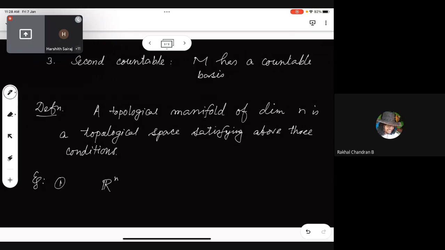If we take two points and the distance between them is r, then we can consider open balls of radius r by 2 centered at those points. That gives you the Hausdorff condition. And what about locally Euclidean? The identity map. So the identity is the map. It's actually globally Euclidean. So Rn is a topological manifold.